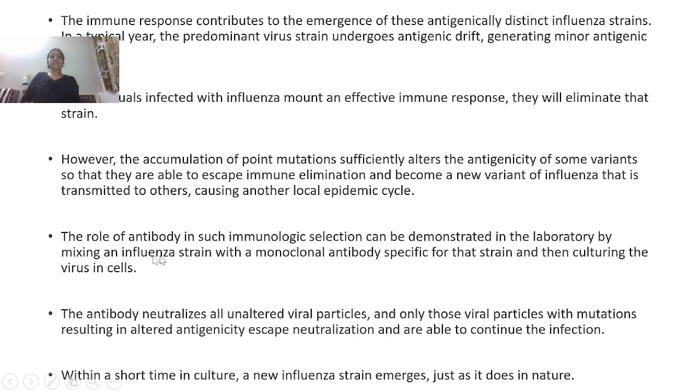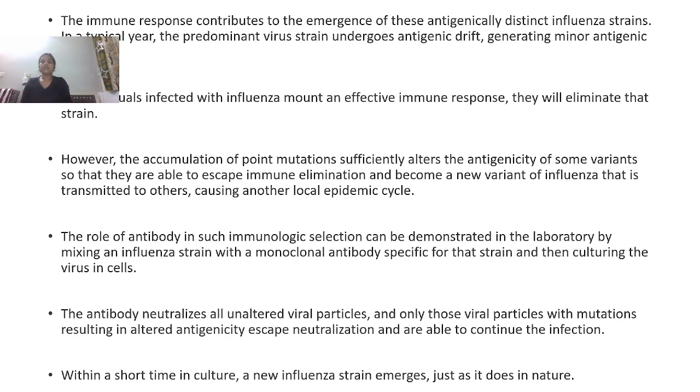The role of antibody in such immunologic selection can be demonstrated in the laboratory by mixing an influenza strain with a monoclonal antibody specific for that strain and then culturing the virus in cells. The antibody neutralizes all unaltered viral particles, and only those viral particles with mutations that alter the antigenicity escape neutralization and are able to continue the infection. Within a short time in culture, a new influenza strain emerges, just as it does in nature. So in a laboratory setup, you can easily identify if a new strain is coming up.